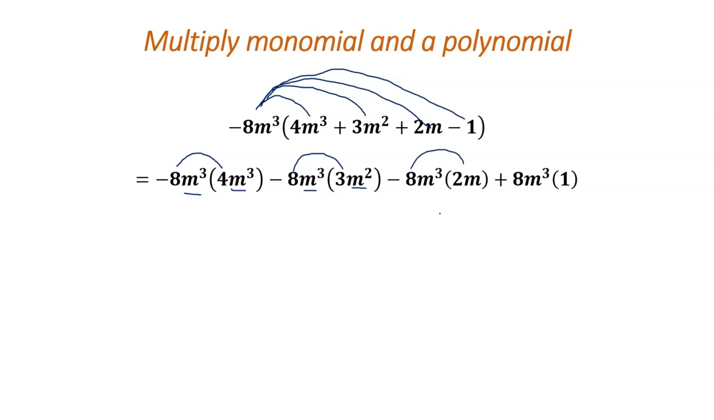Negative 8 times 2, negative 16, m cubed and m. Now be careful, if there is no power, it's 1. So when I add m to the power 3 with m to the power 1, that will make it m to the power 4. And anything times 1 will stay the same, which will be 8m cubed. So as you can see, our final answer is negative 32m to the 6 minus 24m to the power 5 minus 16m to the power 4 plus 8m cubed.